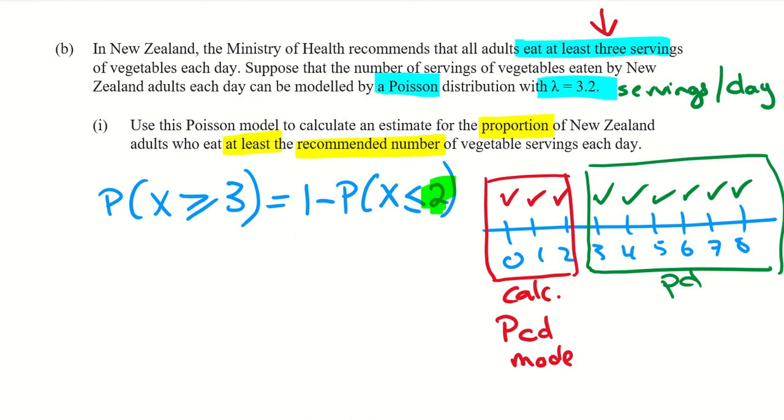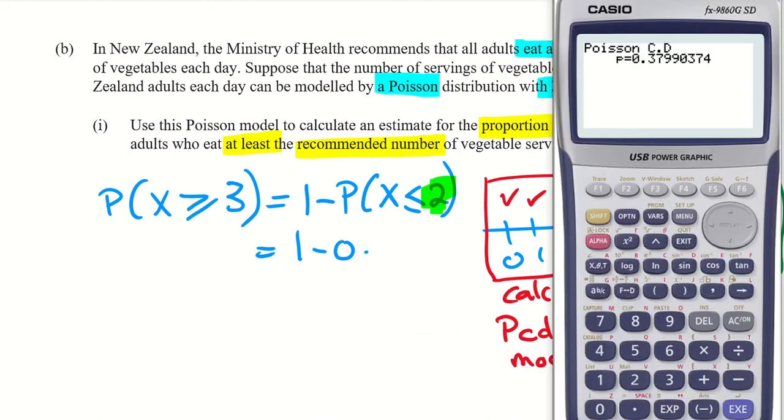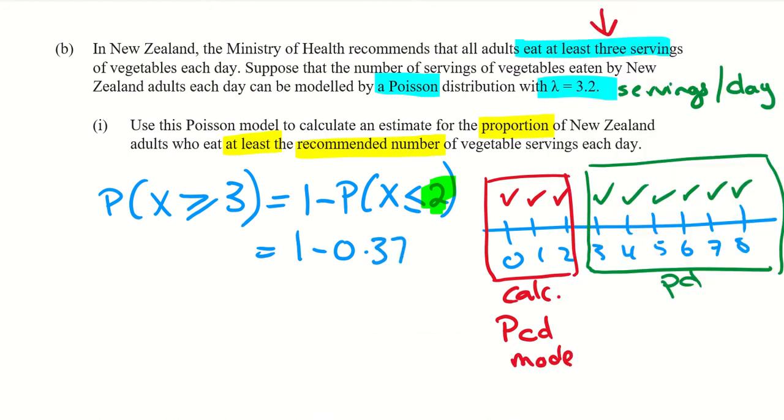So I'm going to get my pen, and we're going to go 1 minus what was that number? Come back, 0.3799. And that will give us a probability of 0.6201. And that's our answer.